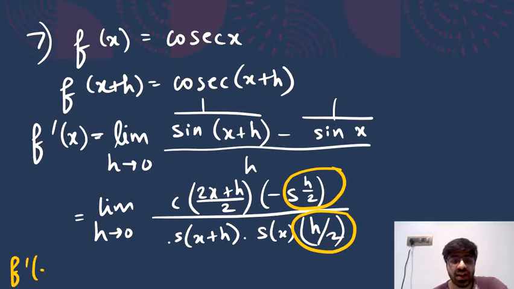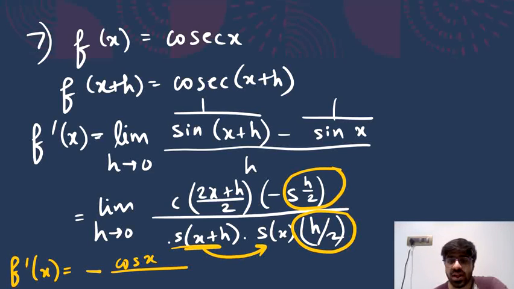So finally, f dash x will be equal to the minus sign which stays. Put h equal to 0 and we have cos of 2x divided by 2, which is cos x, the whole divided by sin of x plus h. When you put h as 0, it would be sin x into sin x, that is equal to sin square x. And sin square x can be written as sin x into sin x in the denominator. Cos x upon sin x will be written as cot x. So we have minus of cot x. And this was also 1 upon sin x, which we can write as cosec x.